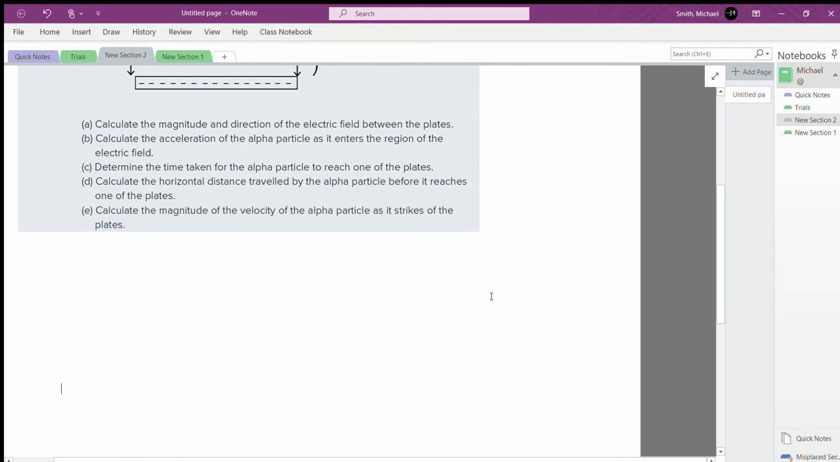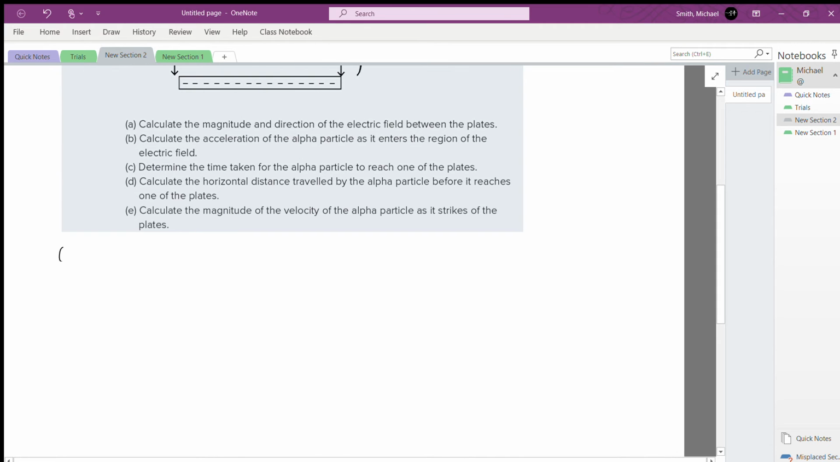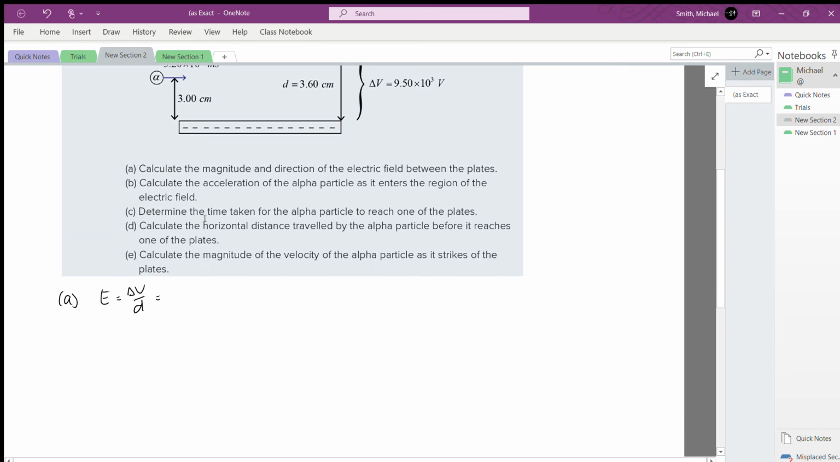This is fairly straightforward. It's using our expression E is delta V over d. Here the potential difference between the plates is 9.5 times 10 to the power of 3 volts, and the separation is 3.6 centimeters, which if we substitute into our calculator we get 2.64 times 10 to the power of 5 volts per meter.